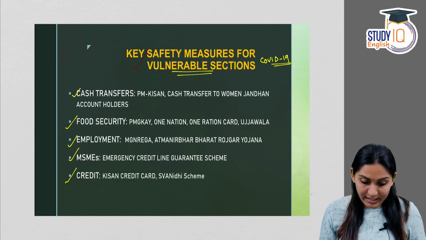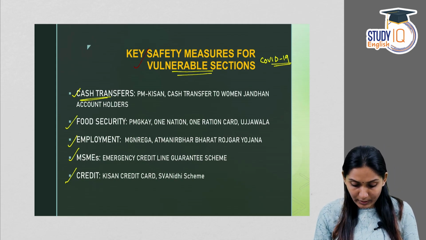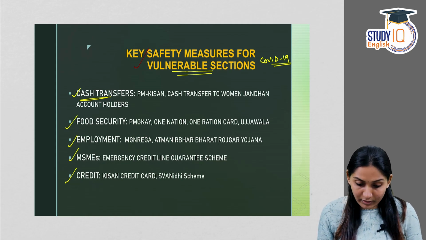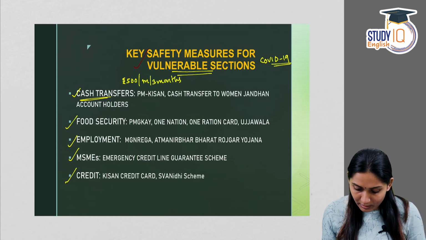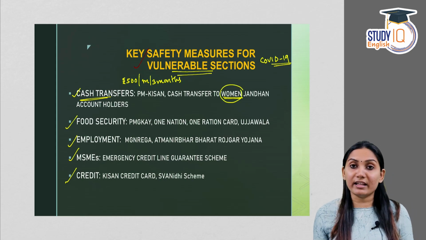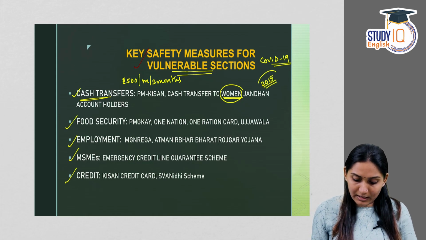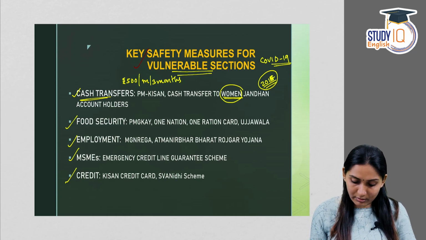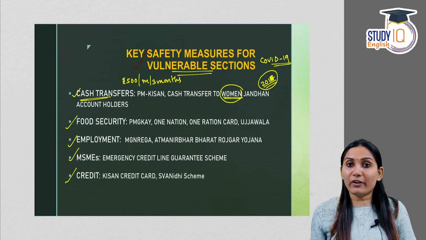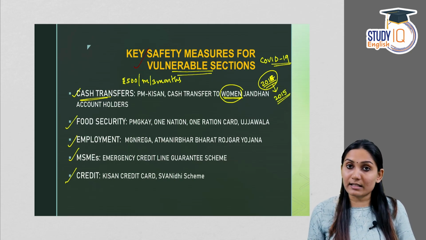First, coming to cash transfers. Under the cash transfer scheme, the first one was a cash transfer of 500 rupees per month for 3 months to women through their Jan Dhan bank accounts. Now, Jan Dhan Yojana: in 2014, the government launched the Pradhan Mantri Jan Dhan Yojana, and the target was 2015, January 26, Republic Day.